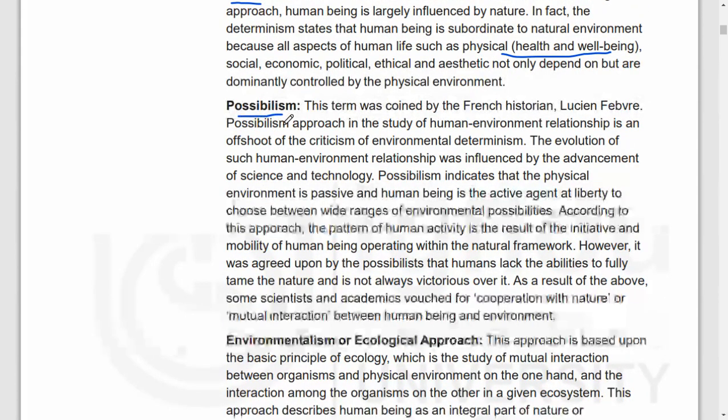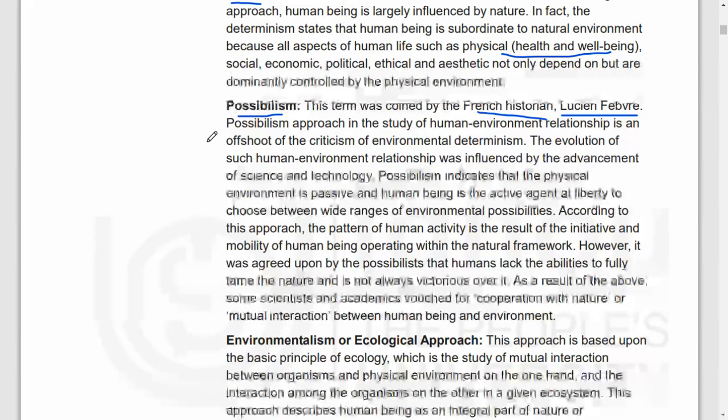Possibilism. This term was coined by the French historian Lucien Febvre. The possibilism approach in the study of human-environment relationship is an offshoot of the criticism of environmental determinism. The evolution of such human-environment relationship was influenced by the advancement of science and technology. Possibilism indicates that the physical environment is passive and human being is the active agent at liberty to choose between a wide range of environmental possibilities.